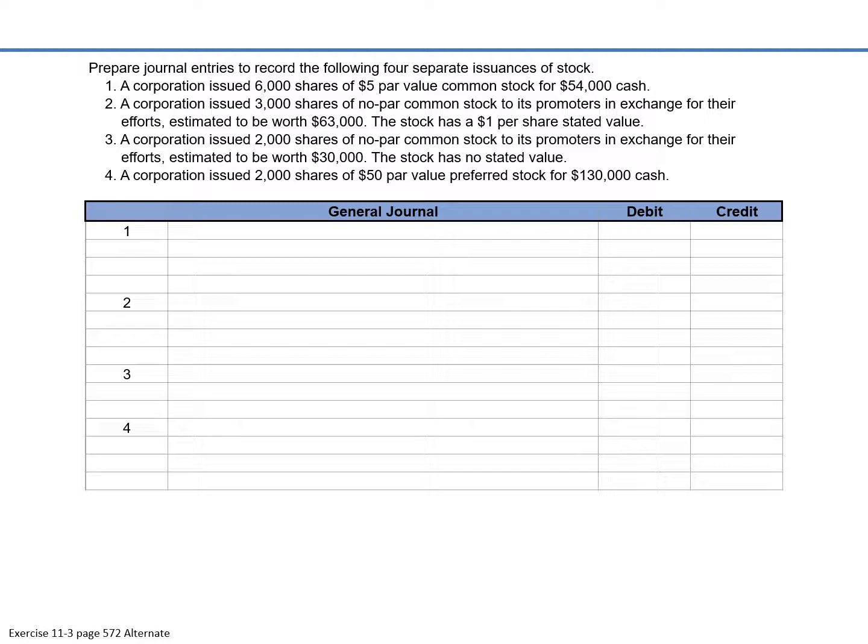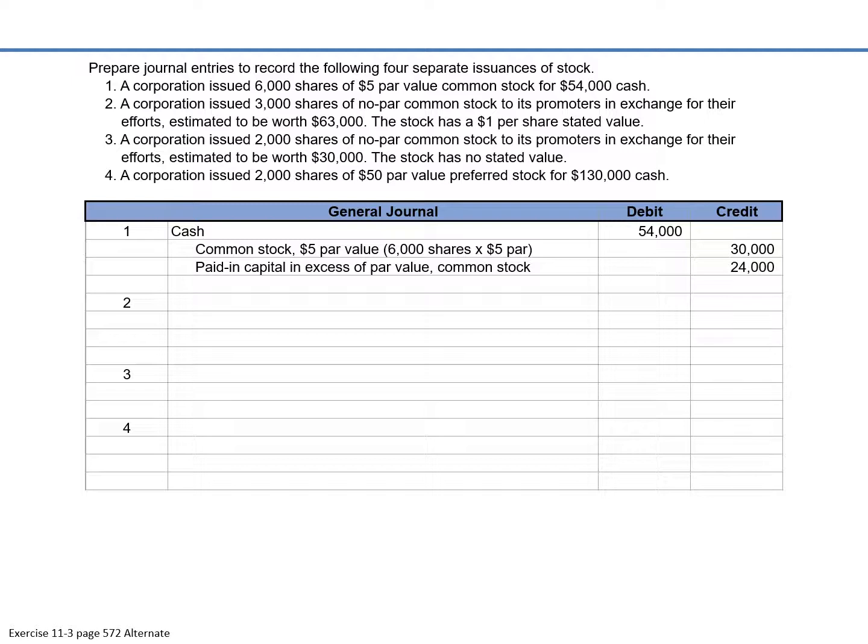All right, so in situation 1, the corporation issues 6,000 shares of $5 par value common stock for $54,000 cash. So we're going to have a debit to cash for $54,000. We're going to credit common stock for the par value, $5 times the 6,000 shares. We're also going to credit paid in capital in excess of par for the difference between the cash we received and the par value stock. So in this case, $24,000.